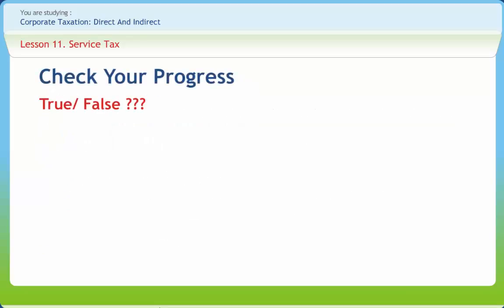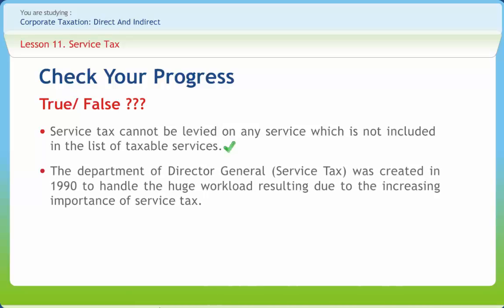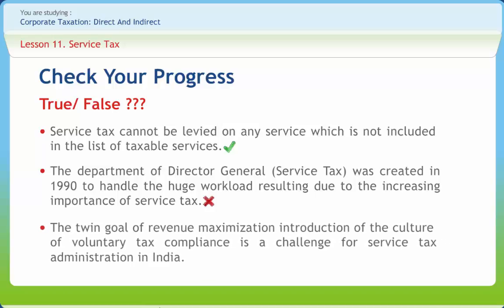Now let us check if we have understood the various concepts discussed in this lesson clearly. Service tax cannot be levied on any service which is not included in the list of taxable services. Right or wrong? Right. The Department of Director General Service Tax was created in 1990 to handle the huge workload resulting due to the increasing importance of service tax. Right or wrong? Wrong. The twin goal of revenue maximization and introduction of the culture of voluntary tax compliance is a challenge for service tax administration in India. Right or wrong? Right.